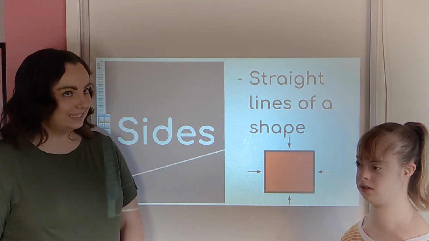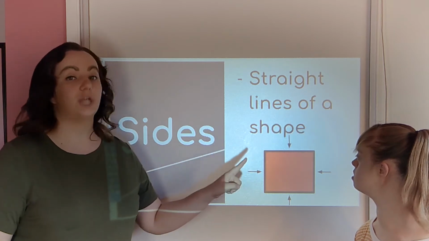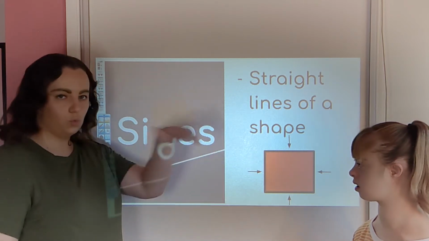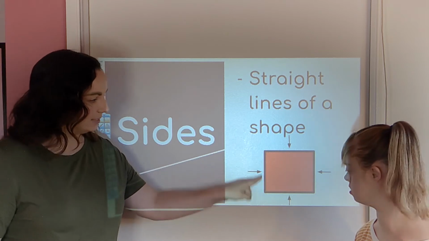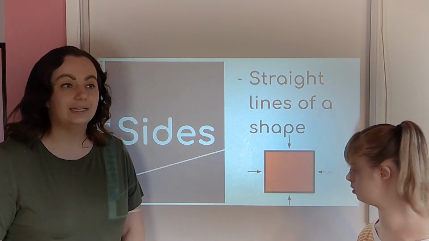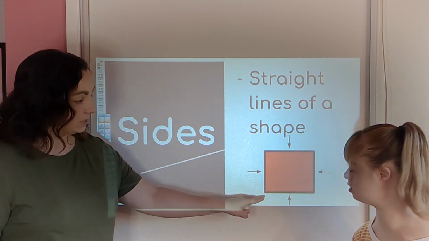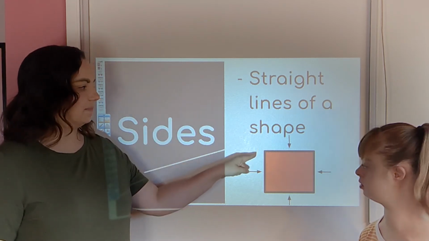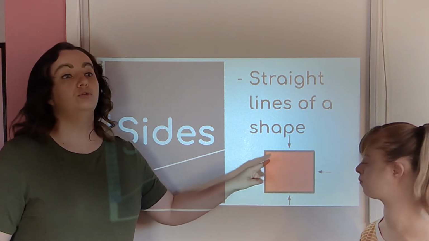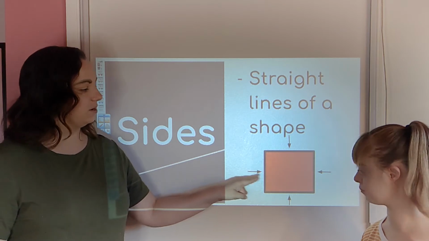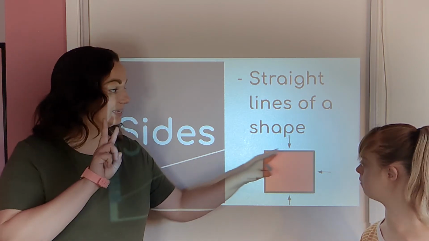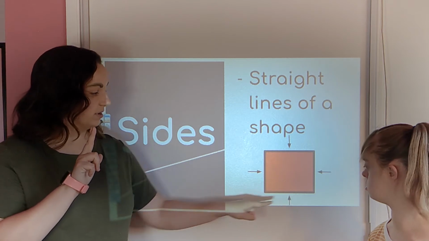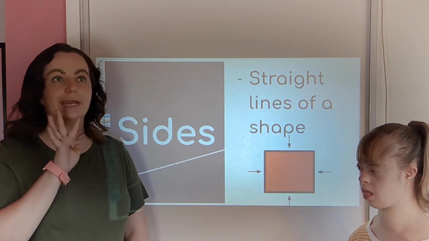Sides are the straight lines of a shape. As we can see right here on this shape, straight. There's no wiggle, not a bend in the middle of it. Straight line. So this is one of the sides of this shape. You see this straight line, this side? Well, then we see, oh, there's a corner. That means this is a different or new side. So this could be one side right here, a second side, another corner, so another side, third side, another straight line, and another corner. Finally, the fourth side or straight line.